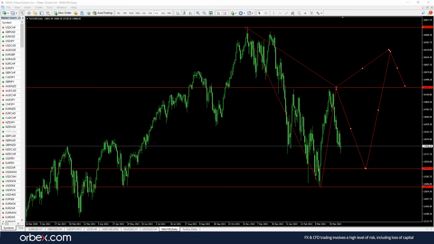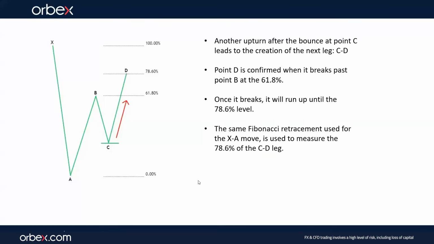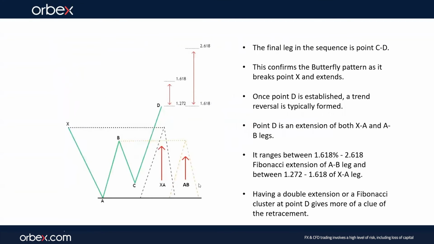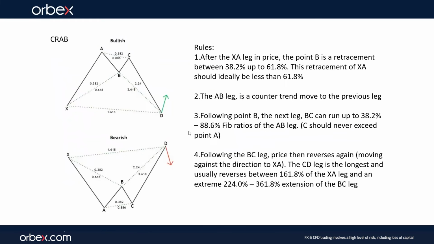So getting back to the presentation, I just want to take you through another couple of patterns. So this is the crab, and another popular one. So after the XA leg, we are moving up to point B. So again, this is now not just one number of the 61.8. We are falling between the 38.2 or the 61.8.